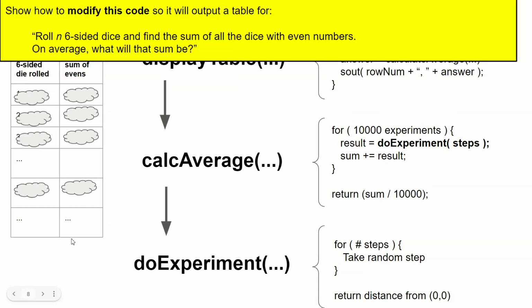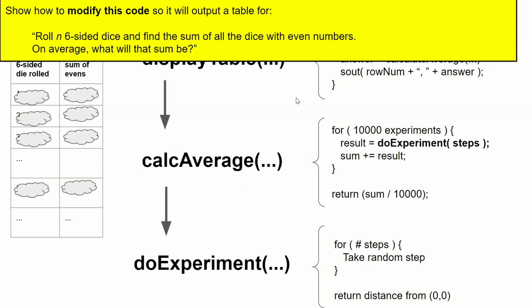But my question is, what would you need to modify here if we wanted to change the problem a little bit? Let's say I wanted to roll n 6-sided die. So n is going to be a number that changes. So maybe I'll roll 2 6-sided die, or 3 6-sided die, or 17 6-sided die. And I want to find the sum of all of the dice that have even numbers. So I roll 17 dice, I look and see what's even, I add all those evens up. I want to know, on average, when I do it over and over again, what's that sum going to be?